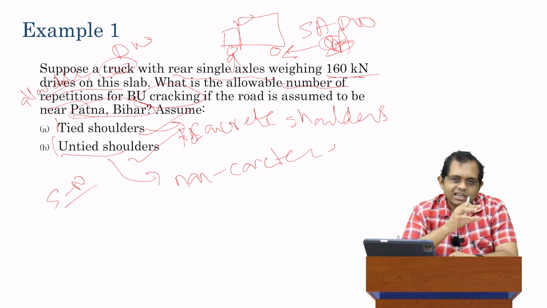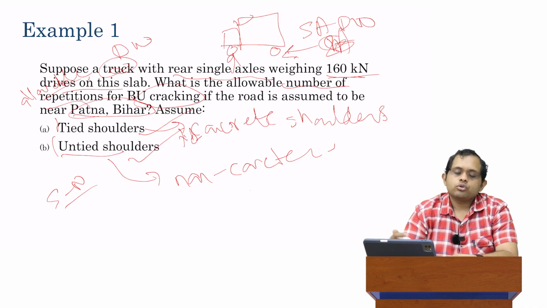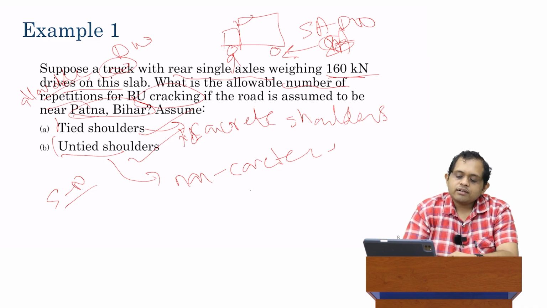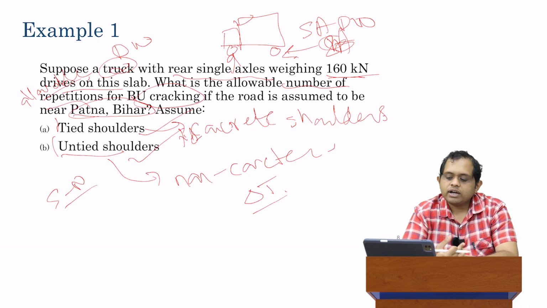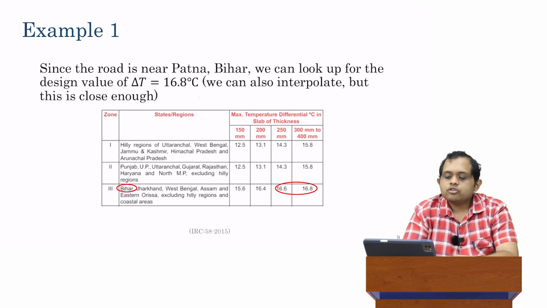Before looking at the equation to calculate stress, one thing, if you recall, which I already showed you, you do require a value of delta T. That's one of the predictive values that goes into it. You have to know what the delta T value is, in this case, for bottom-up cracking. So for that, we have to look at this. This was table 1, if you recall, and I showed you this in an earlier lecture. This was table 1 in IRC 58. We open up this table.